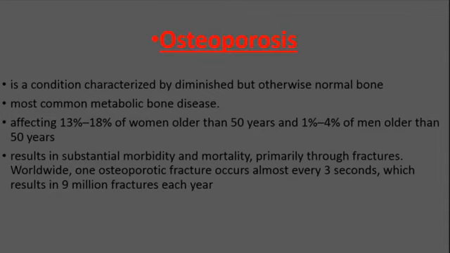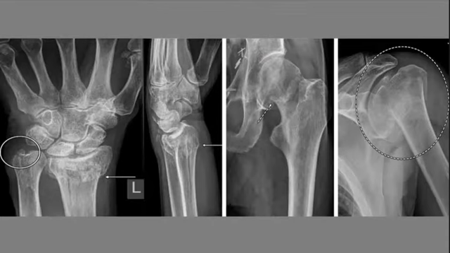That's why osteoporosis is an important subject, because it results in substantial morbidity and mortality, primarily through fracture. Worldwide, one osteoporotic fracture occurs almost every 3 seconds, which results in 9 million fractures each year. This is significant deformity or morbidity. As we say, the main problem is through the fracture.